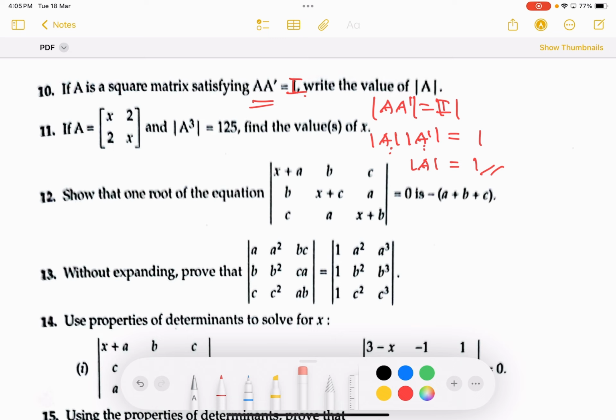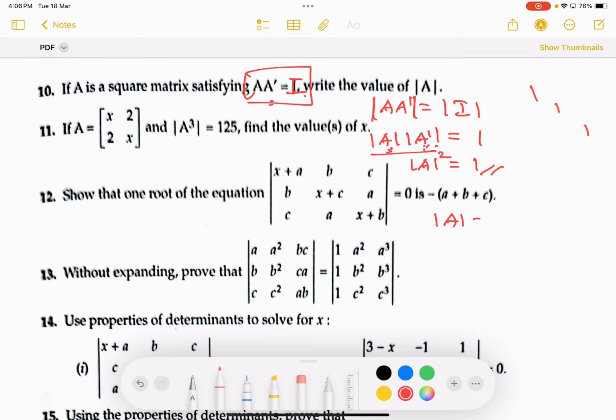See this they have given, and find the determinant of A. So like the previous question, take the determinant both the sides. So determinant of A into A dash is equal to determinant of I, correct? And determinant of A into A dash you can separate like this. And what is determinant of I? 1 into 1 into 1, so it is 1. So determinant of A the whole square is equal to 1.